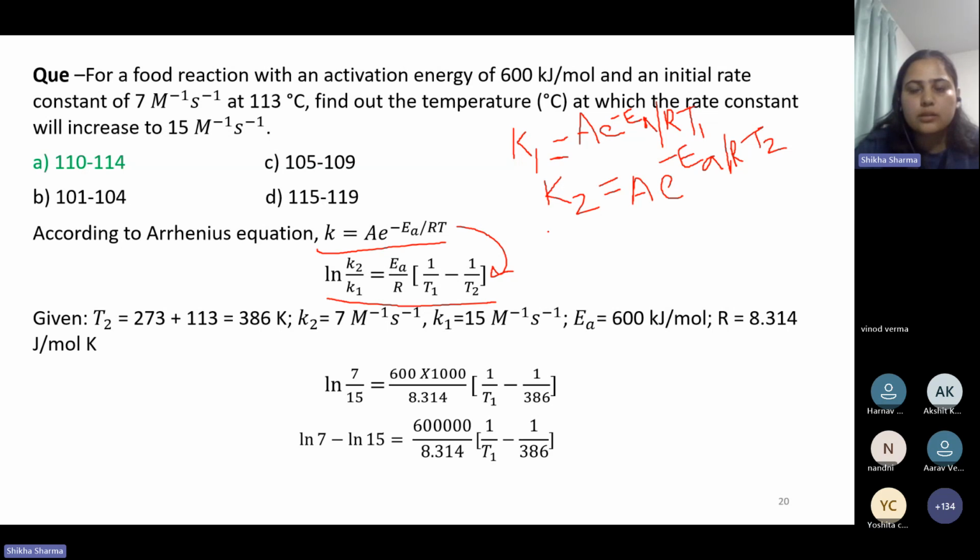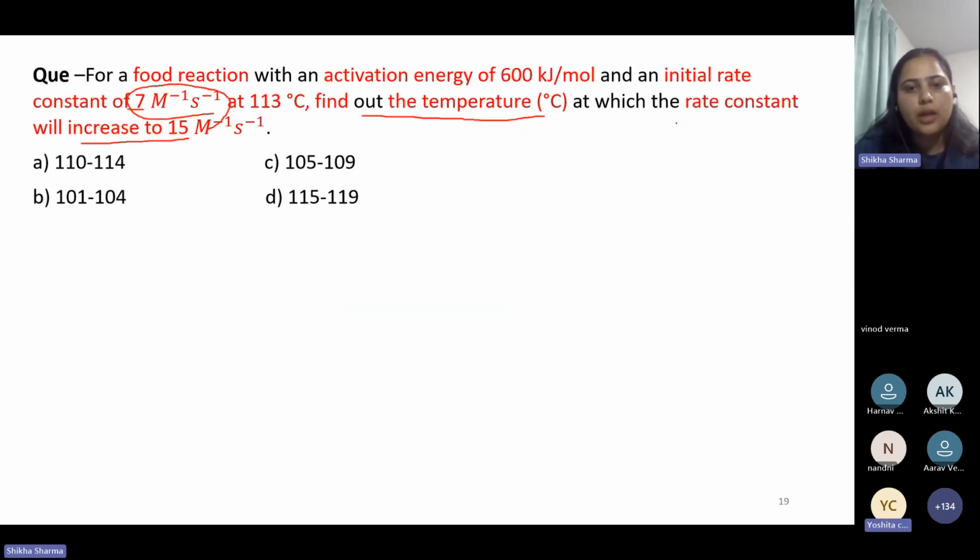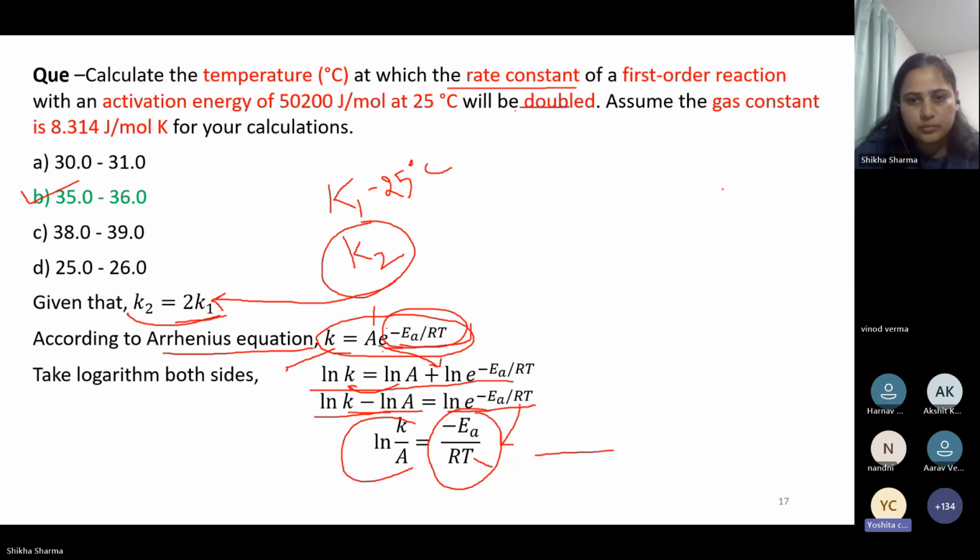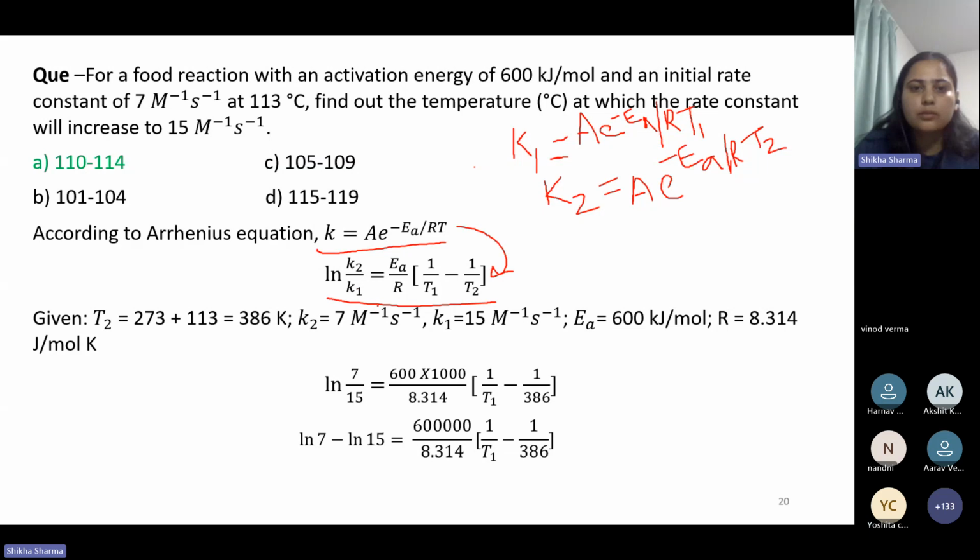So when we divide this, we first take ln, which converts to ln K1 equals ln A minus Ea by RT1, which we have already seen here, right? This one. So ln K1 equals ln A plus ln e to the power minus Ea by RT1. Same we can write for 2: ln K2 equals ln A plus ln e to the power minus Ea by RT2. And when we divide both of them, we get this equation: ln K2 by K1 equals Ea by R into 1 upon T1 minus 1 upon T2.